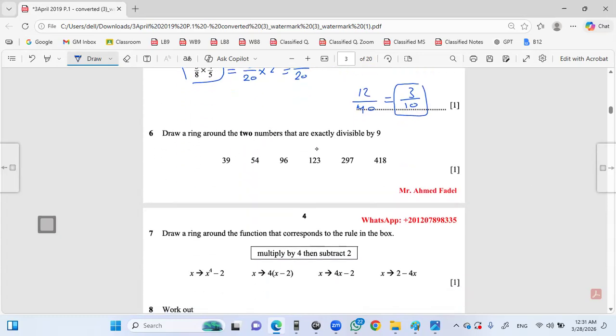Draw a ring around the two numbers that are exactly divisible by 9. Let me remind you of the divisibility rule by 9.